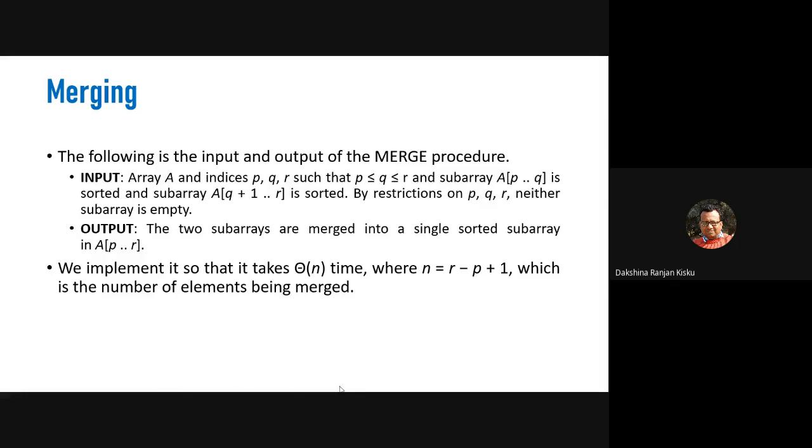So here r is the last element, p is the first element, and when we subtract p from r, we have to add 1 so that we obtain the correct count. If we do not add 1, then we do not have the correct count of the elements. Therefore, we need to add this one to have the correct count of the elements. So this n represents the number of elements which are to be merged.